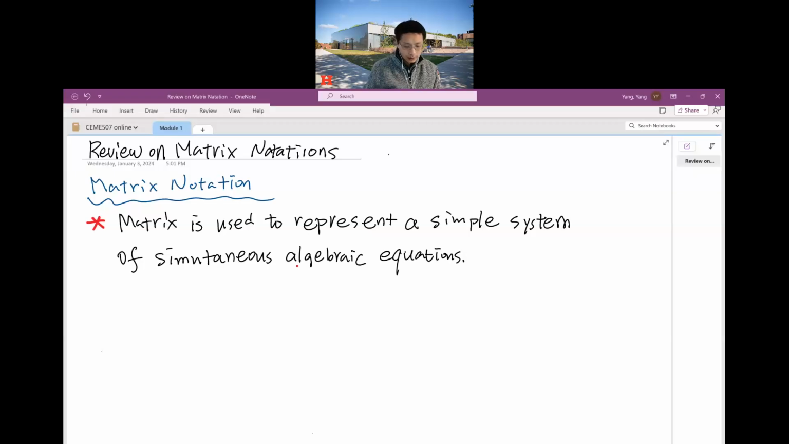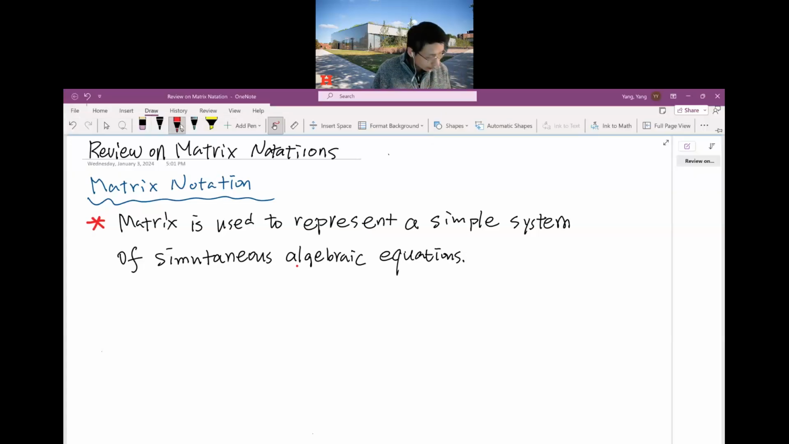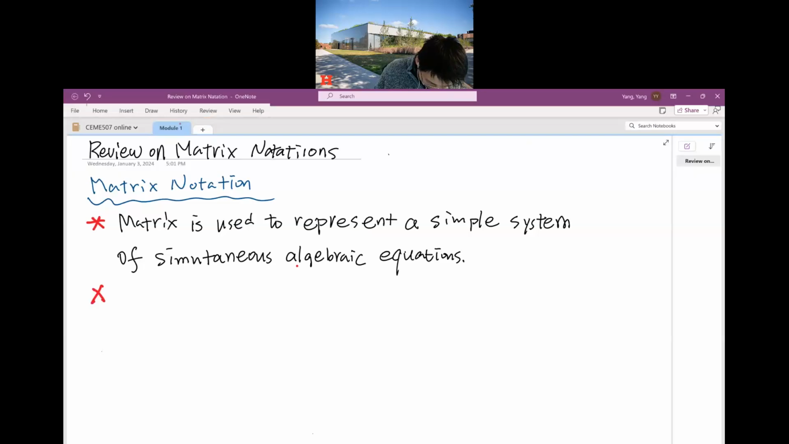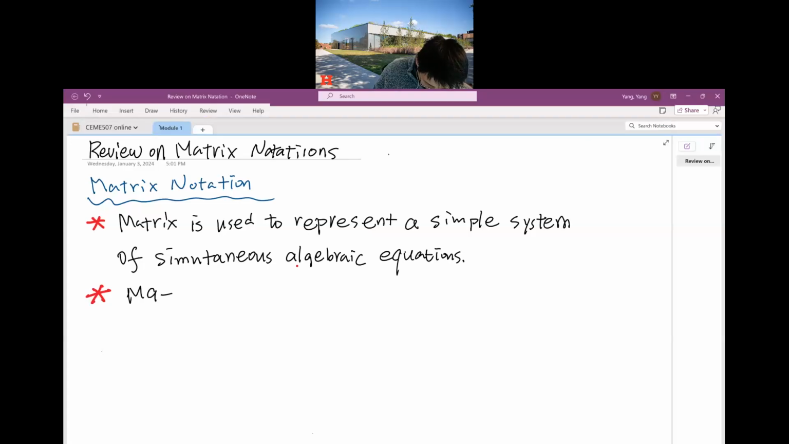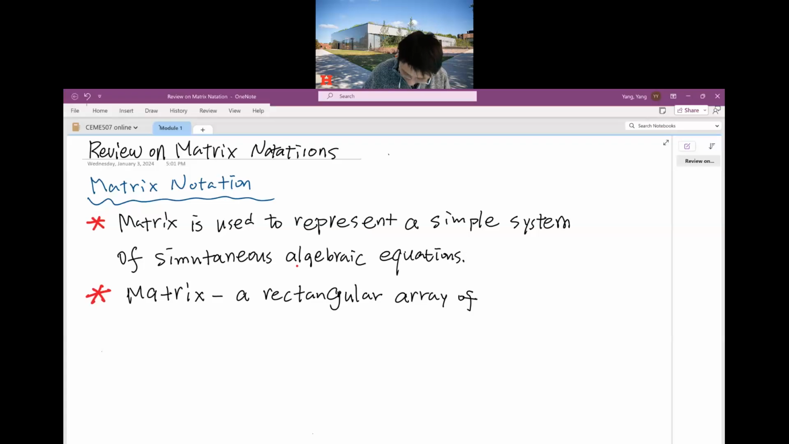As you can see here, in order to make the presentation of a system of multiple simultaneous equations, we use matrix here. So typically the matrix is a rectangular array of quantities in rows and columns.